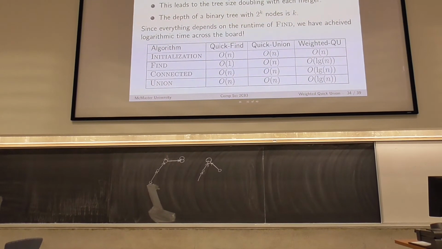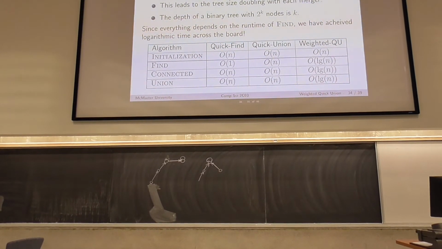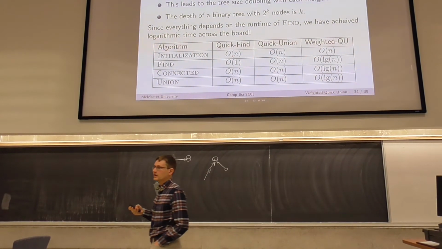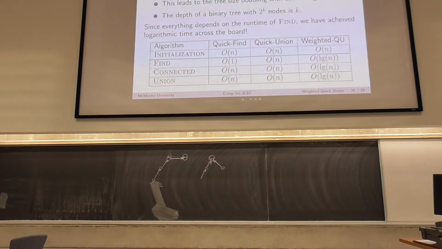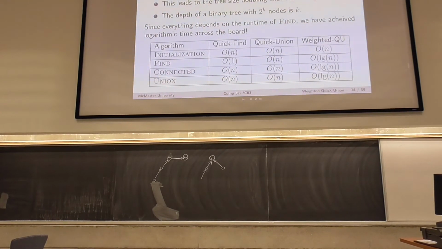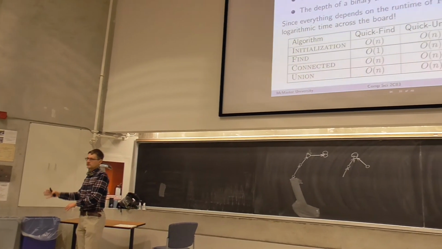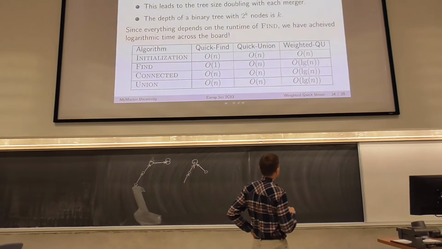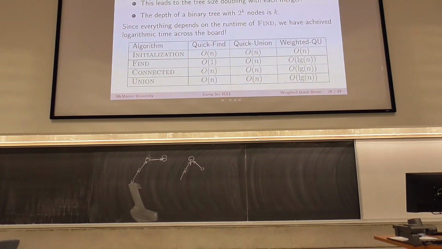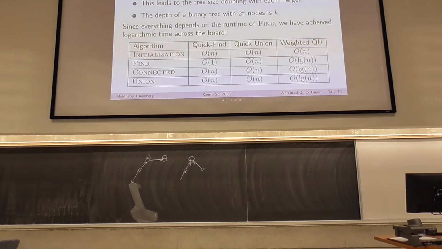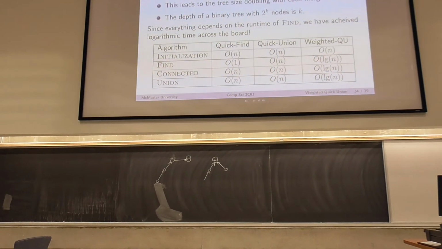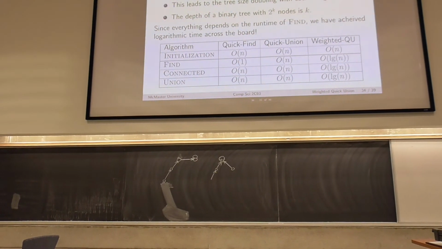The worst case weighted merge is two trees of equal size. If you don't believe me that the worst case scenario is a binary tree, imagine every merge you perform is merging two trees of equal size. That will produce a binary tree. The depth of a binary tree with 2 to the power of k nodes is k. So that's how we managed to squeeze logarithmic time out of this bad boy.